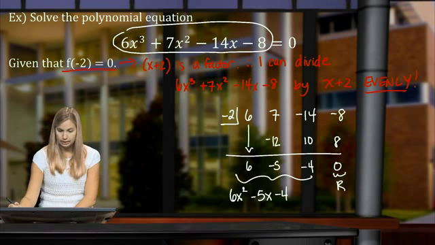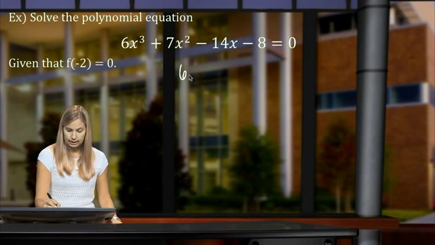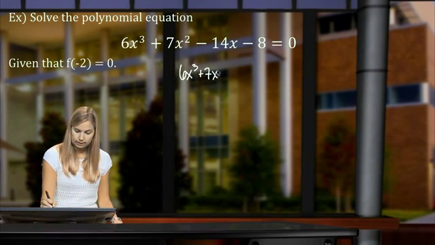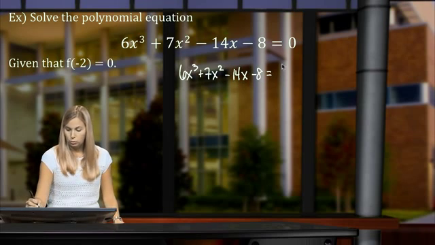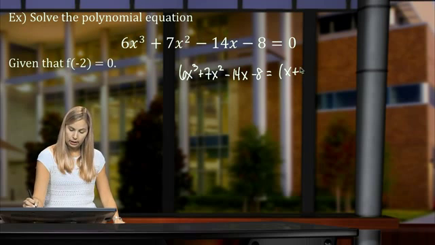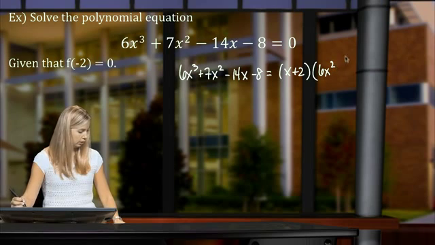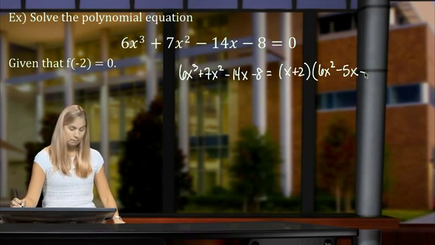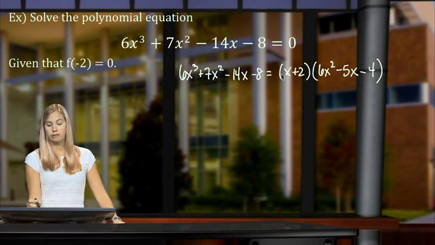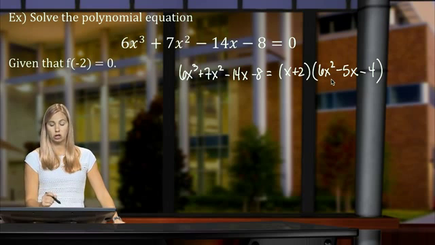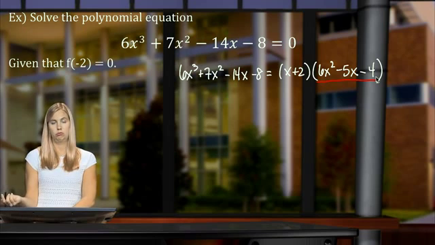So over here on the next page, I'm going to basically rewrite what we just had. We ended up with 6x cubed plus 7x squared minus 14x minus 8 was equal to x plus 2 times that other factor that we just found. That's 6x squared minus 5x minus 4. Again, when we took our main polynomial and divided it by x plus 2, that got us our other factor. Well, now we see that this is just a normal quadratic trinomial.